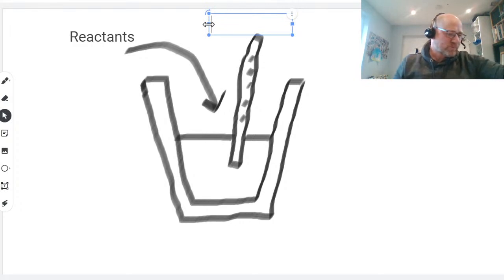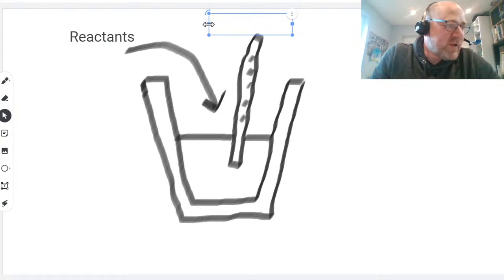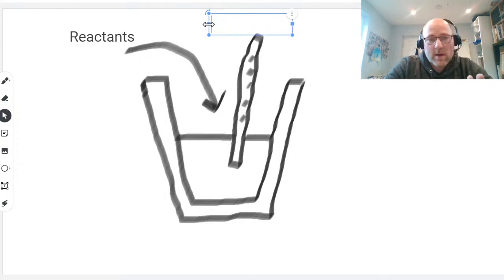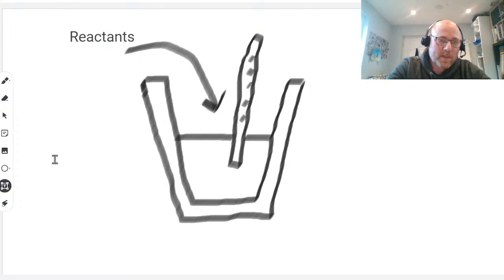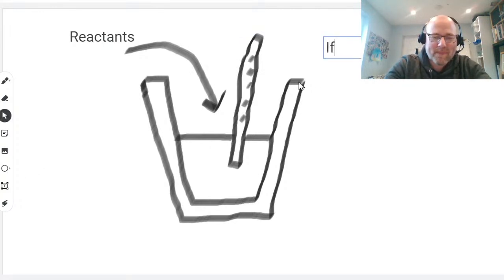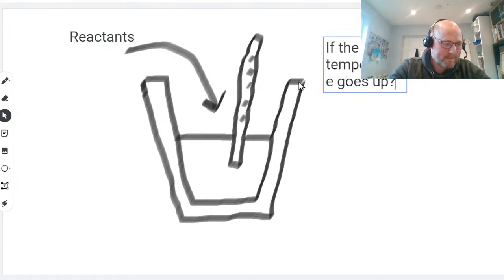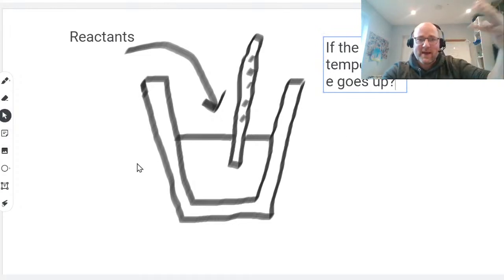So, this is how you're measuring the energy transferred. Often in a neutralization reaction, if the temperature goes up on the thermometer, what does this tell you? Yeah, that's right. It's exothermic, Daniel. That's absolutely right. So if the temperature goes up, it's exothermic, which means heat is given out to the surroundings.